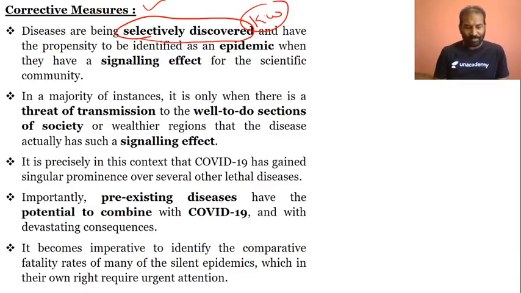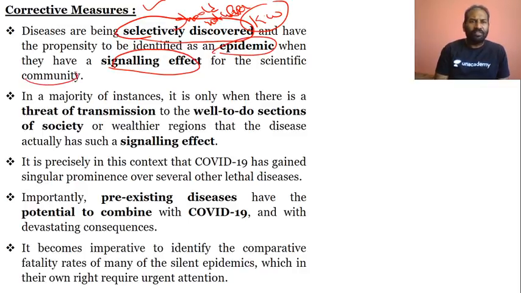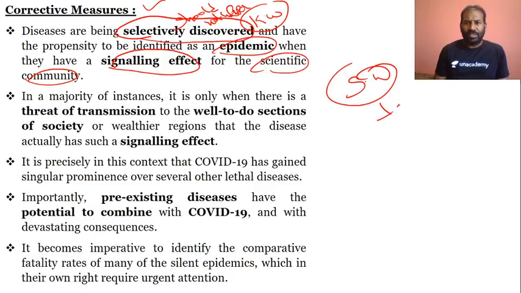Yes, new world order. Yes, absolutely, Pratham. So what is important is that diseases are being selectively discovered, and this should not happen. They should not be selectively discovered. And diseases have the propensity to be identified as an epidemic when they have a signaling effect for the scientific community. Please do understand, when they are saying selectively discovered, they are identified as an epidemic.